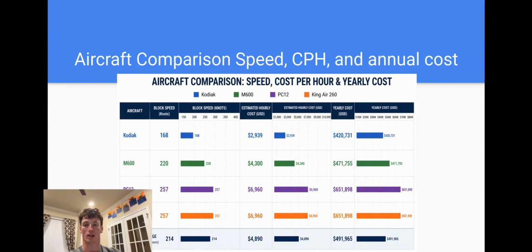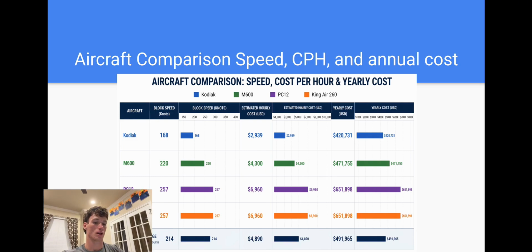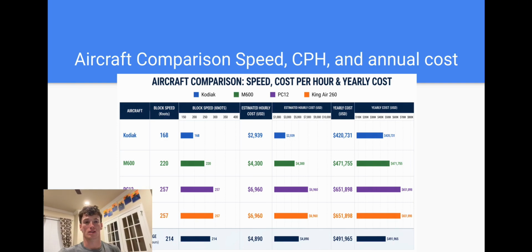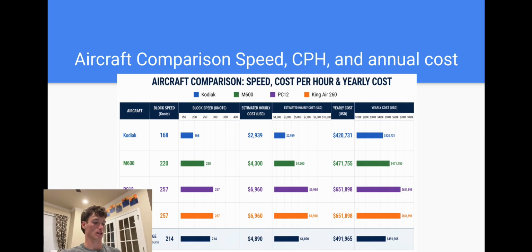Then the last chart we can see is the yearly cost. For the Kodiak, although we're going to spend more time flying it, it's cheaper, and we're going to spend $420,000 a year operating that aircraft if we were to purchase it and continue flying at our current flight rate and use it for each one of those flights. The next plane we have is Malibu. We can see that we would spend $470,000, so that's $50,000 more than if we were to purchase the Kodiak. But it's faster; we'd spend less time in it, so that's a $50,000 gain in time that we spend in the airplane. And then the King Air and the PC-12, we can see that we spend $650,000.